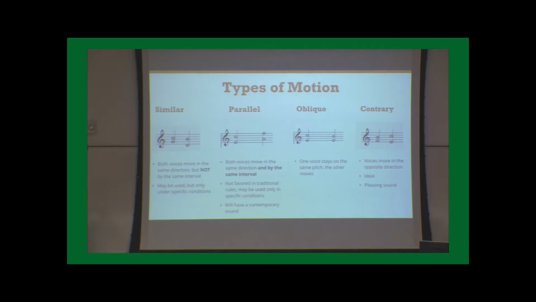So we have 4 types of motion. Similar: both voices move in the same direction, but not by the exact same interval. It can be used, but only under certain specific conditions, and I'm talking about traditional rules, okay? This is very close in definition and meaning and how it works to parallel motion. Both voices in parallel motion move in the same direction and by the exact same interval. So similar motion, they go in the same direction, but not by the same interval. Parallel, spot on, same interval, same direction.